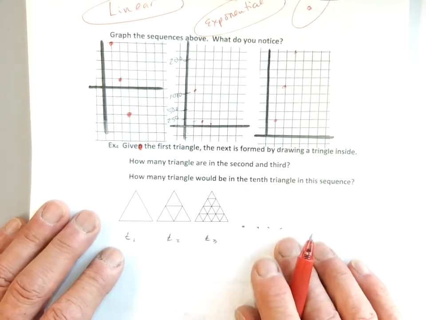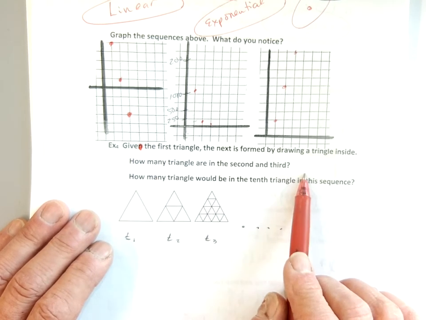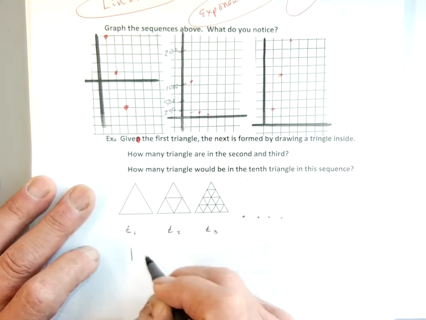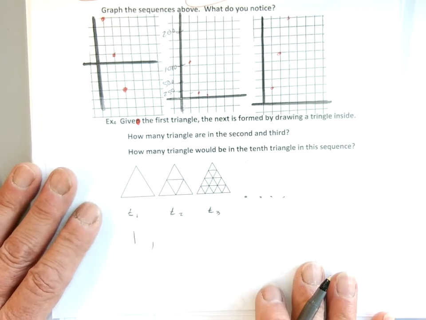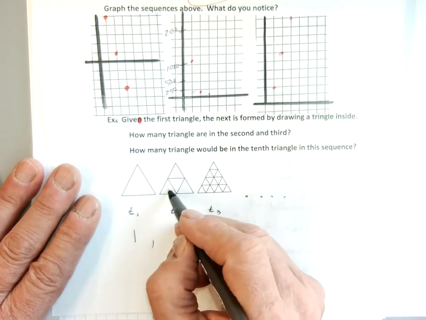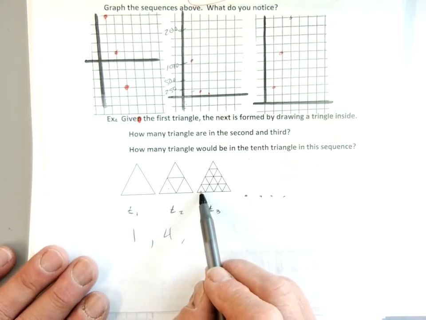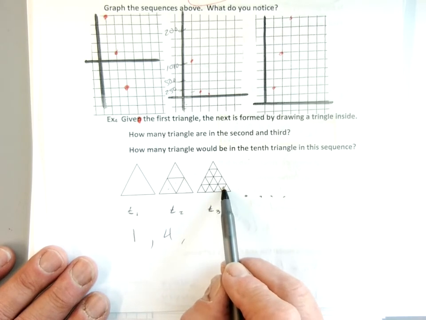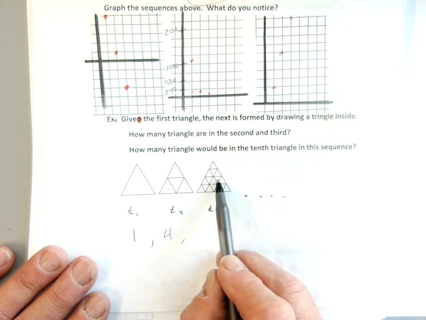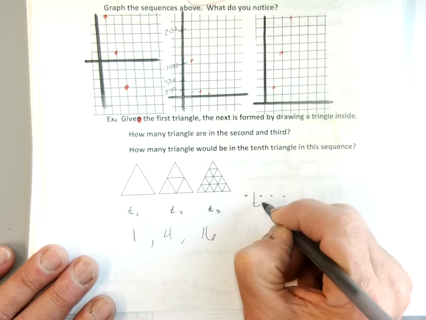Given the first triangle, the next is formed by drawing a triangle inside. How many triangles are in the second and third? Well, okay, so first of all, there's one triangle here, right? How many triangles in the next one? 4, right? 1, 2, 3, 4. How many triangles in the next one? Let's count, okay. 1, 2, 3, 4, 5, 6, 7, 8, 9, 10, 11, 12, 13, 14, 15, 16.